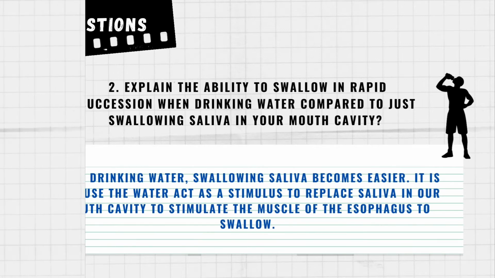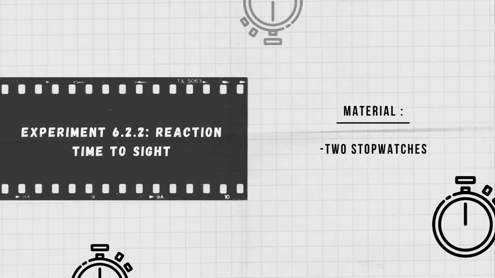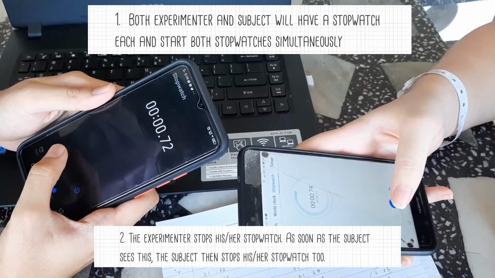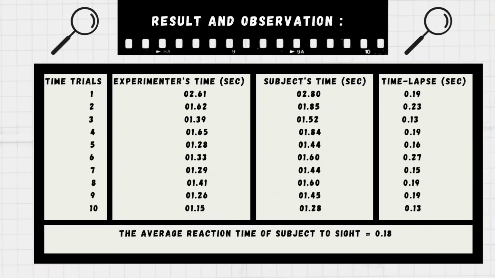Here are the materials and the methods that are being used for the experiment reaction time to sight. So this is the result and observation for the reaction time to sight.